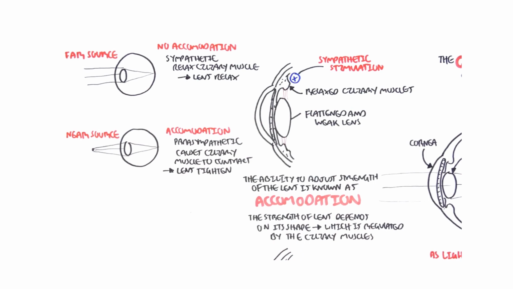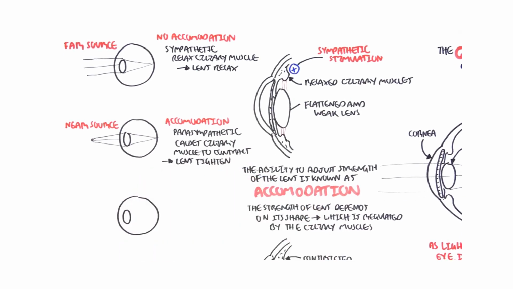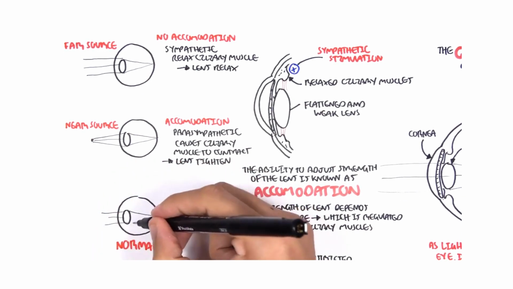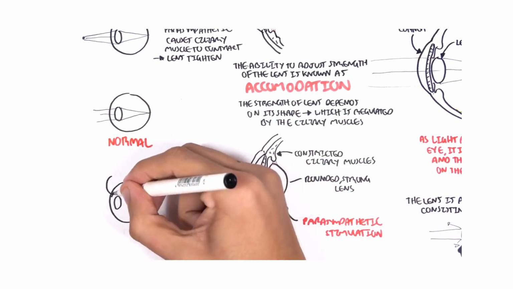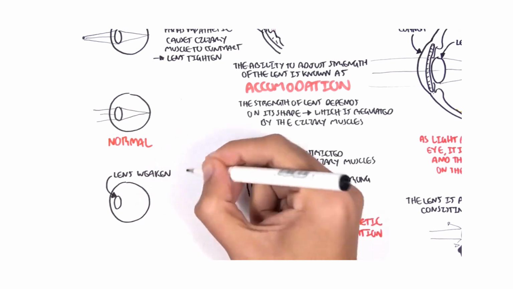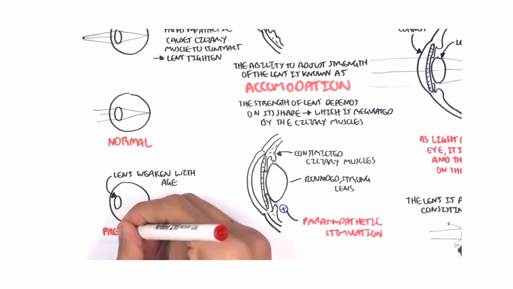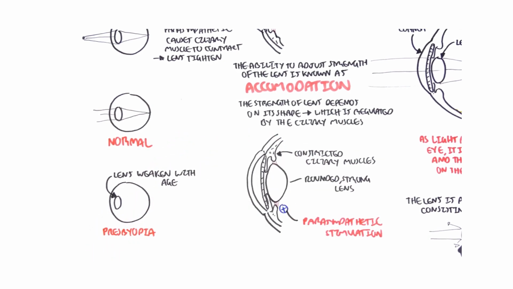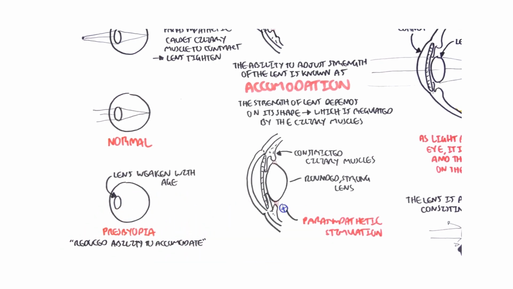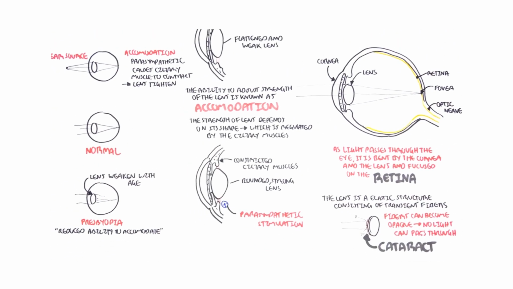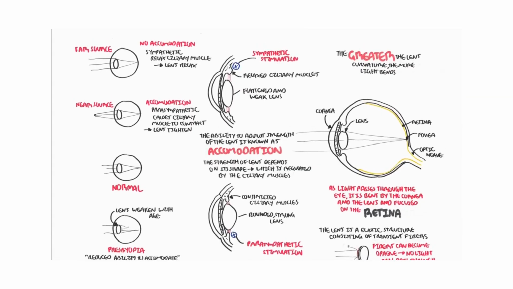So I hope that made sense. Again, normally light is adjusted so that light hits the retina. There is a condition, however, where the lens change with age. This is known as presbyopia, and this results in a reduced ability to accommodate. Thus, light is refracted everywhere and doesn't really hit the retina, and so vision becomes blurry.